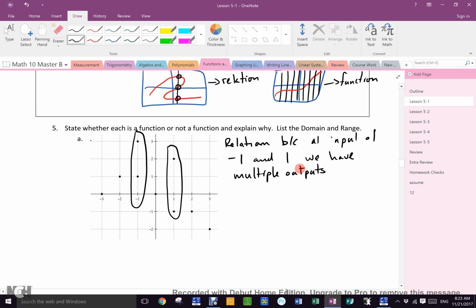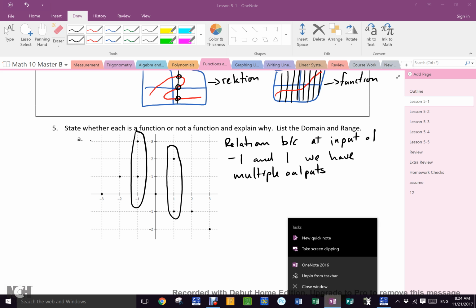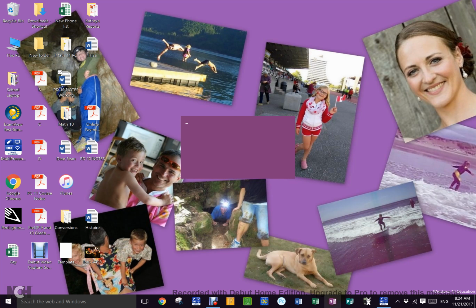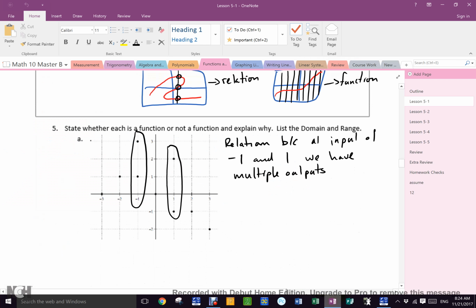I don't know why my T crosses are disappearing. And my I. And they're still disappearing. So I'm going to go ahead and shut this down. Then I'm going to open it back up again. All right.